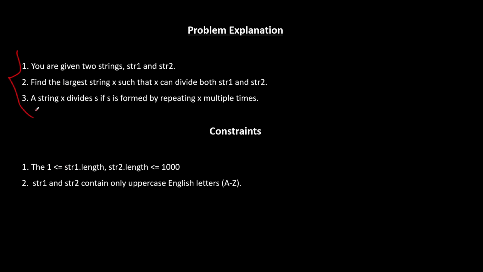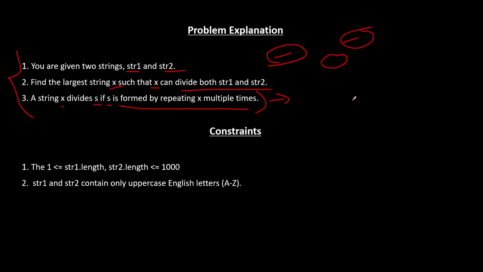The problem says that you are given two strings, string 1 and string 2. You have to find the largest string x such that x should divide both string 1 and string 2. A string x divides string s if s is formed by repeating x multiple times. This part I will explain as we move to the approach. Basically, this question is asking us to find a common ground between the two strings so that it is able to divide this string completely and this string completely, right?